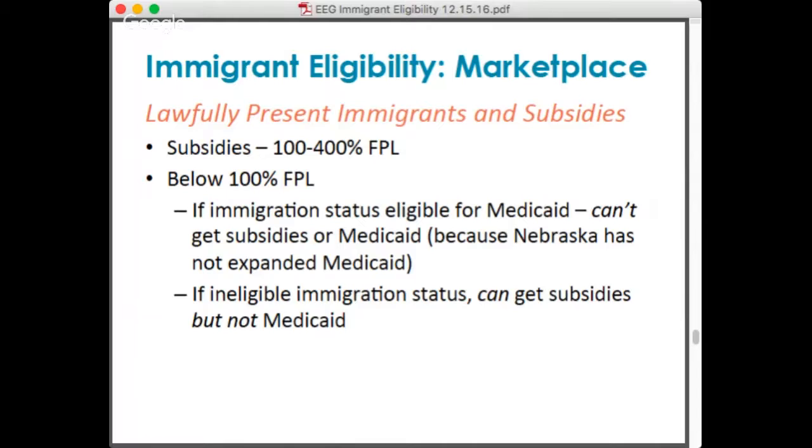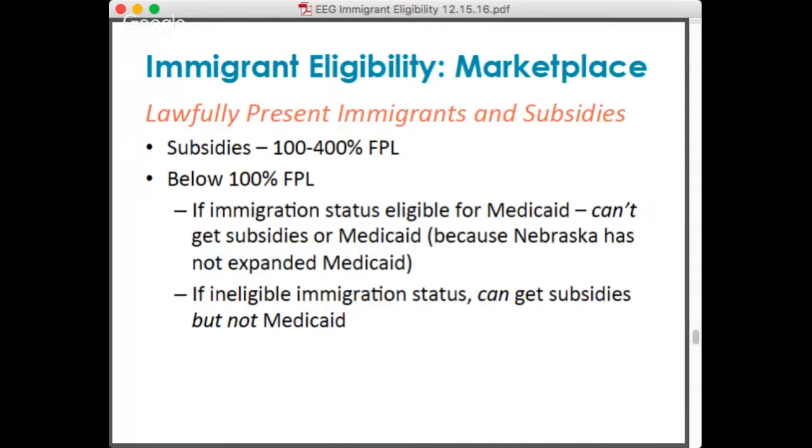Now, I realize this is super confusing, so I'll say it again a little bit differently. Where this rule is coming from is, this rule was written before Medicaid expansion became an option for states. So the thought was to create a system where immigrants eligible for Medicaid and immigrants ineligible for Medicaid would see similar treatment across Medicaid and the marketplace.